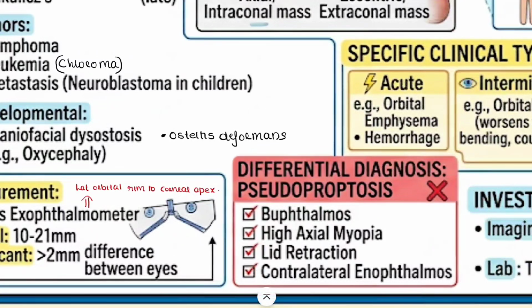Now the differential diagnosis of pseudoproptosis: buphthalmos, where the eye is big so it will look like proptosis. High axial myopia, again an enlarged eyeball. Then lid retraction, so the lid is retracted and we think it is proptosis. Then contralateral anophthalmos or microphthalmos, so if the opposite eye is small, this eye will have proptosis-like features. So these are the differential diagnoses.